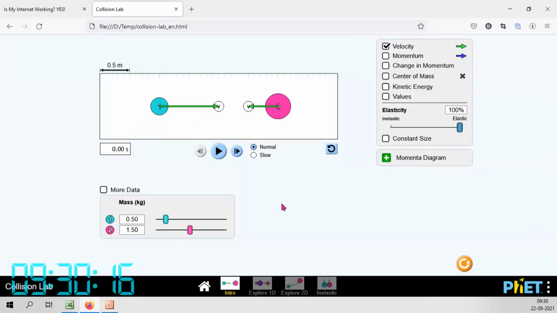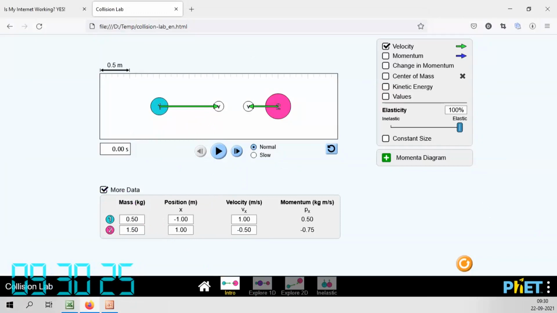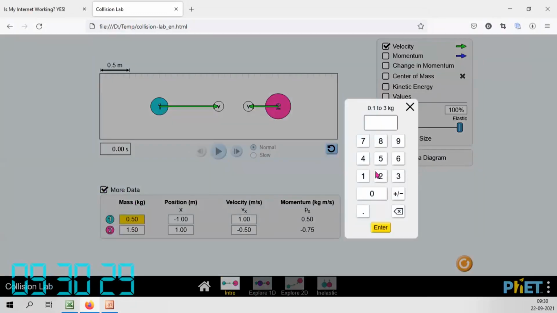So now we'll demonstrate this simulation. First trial: mass is 3 kg. So I can enter 3 kg, but in order to simulate some random variation, I'll enter, say, 2.98 kg.